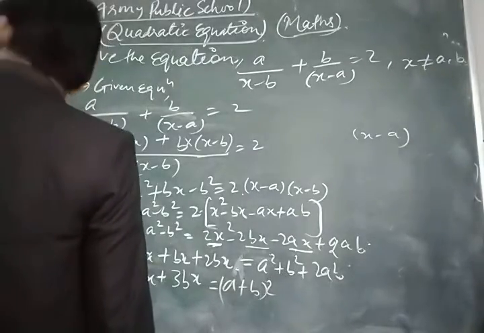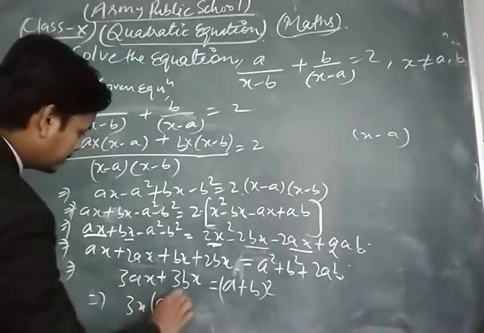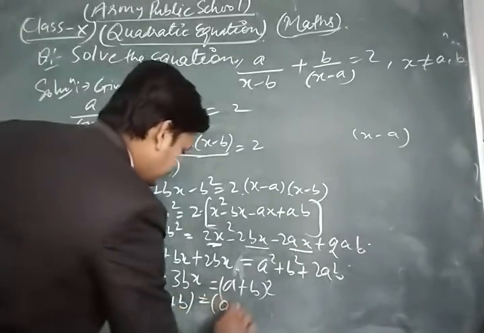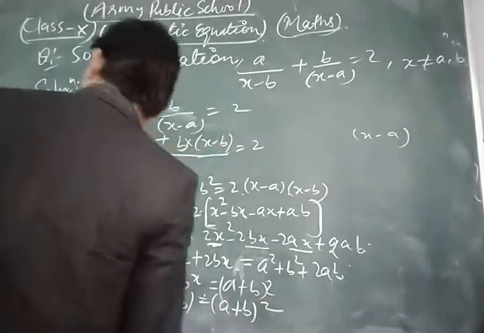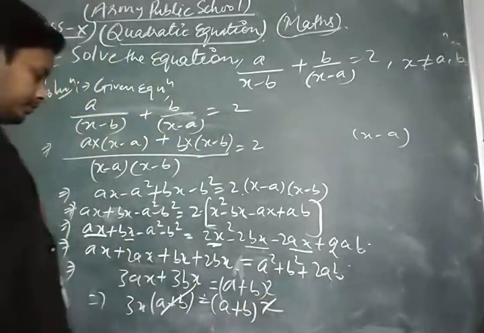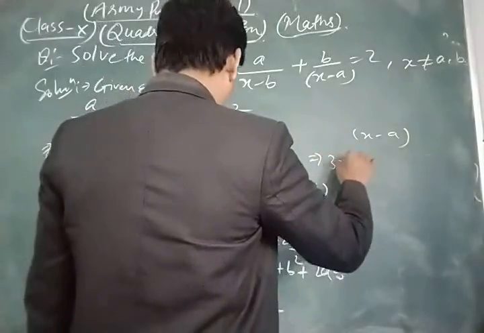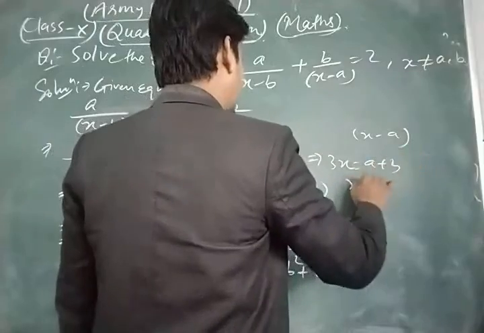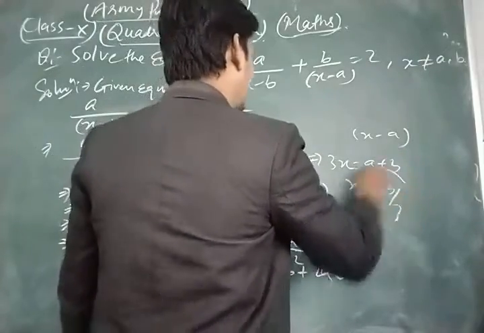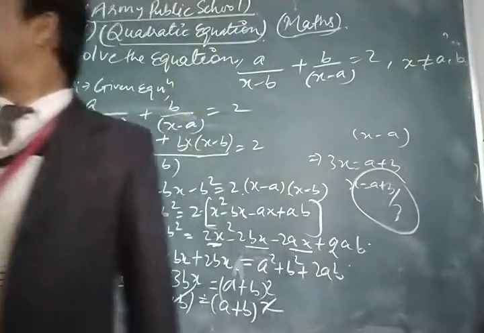Now from these two terms we take 3x common, so a plus b is left, and it is equal to a plus b whole square. Now one factor of a plus b cancels on both sides, so that is 3x is equal to a plus b, that is x is equal to a plus b by 3. So in this way you can solve that type of question.